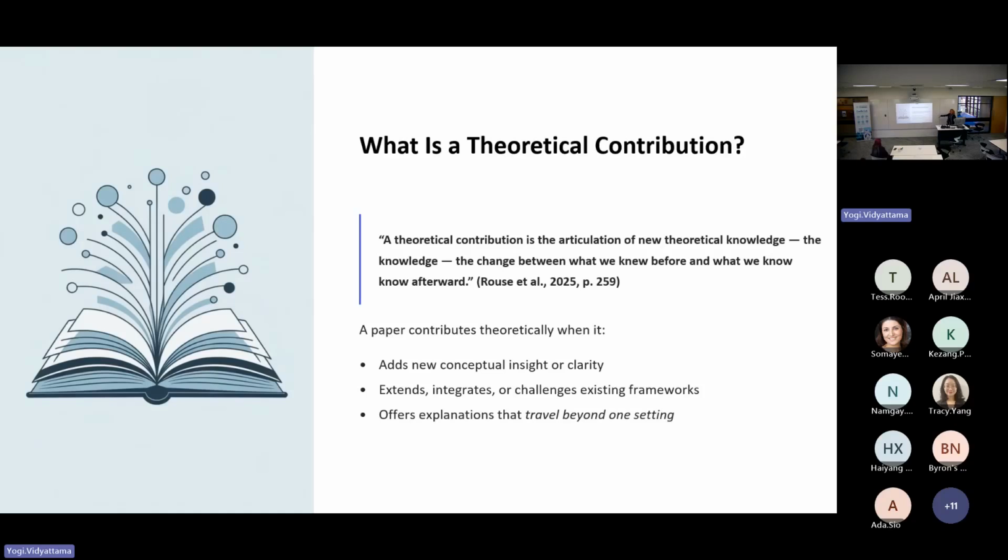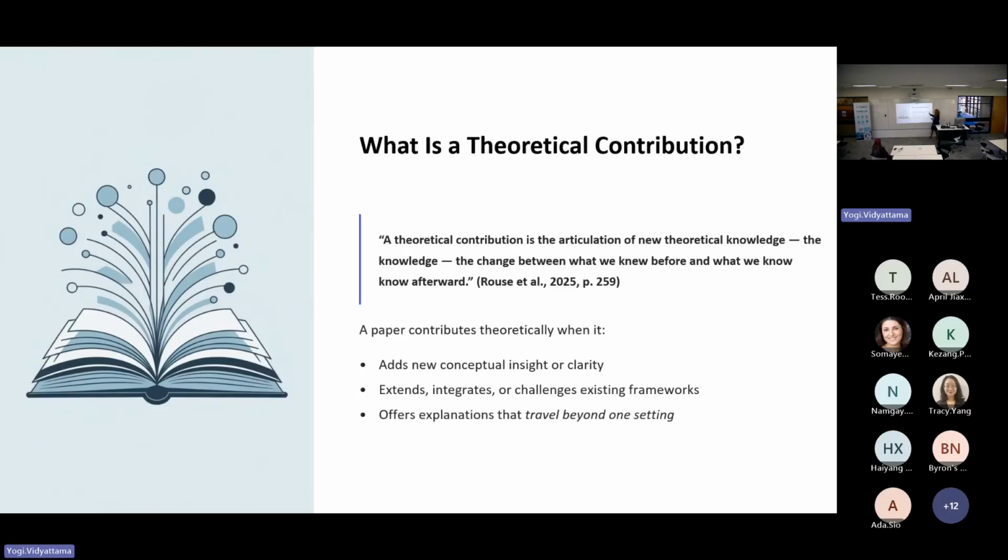And by the way, I have the whole list of references at the end, and I highly recommend reading all those papers that I reference here. Again, I wanted to bring in the latest literature because most of us have had that training, but I wanted to bring in some of the latest work in this field. And the way they define theoretical contribution is the articulation of new theoretical knowledge. The knowledge, the change between what we knew before and what we know afterwards.